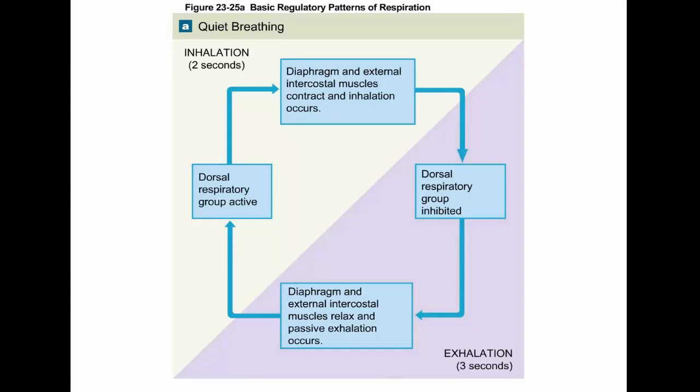So if we start at the top of the box, which says the diaphragm and external intercostal muscles contract and inhalation occurs, then we follow the blue arrow, and the dorsal respiratory group is inhibited, and the diaphragm and the external intercostal muscles relax, and passive exhalation occurs. After that, we have the dorsal respiratory group active, which results in the diaphragm and the external intercostal muscles contracting and inhalation occurs. And so it goes on and on.